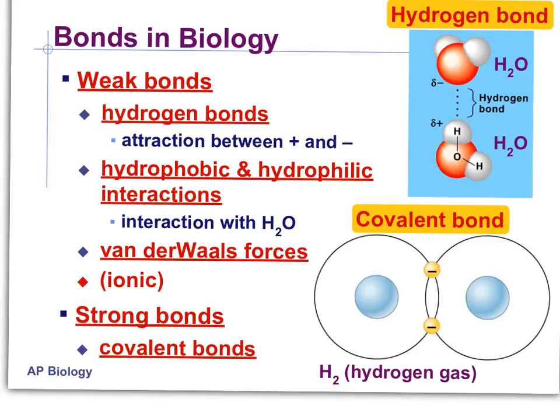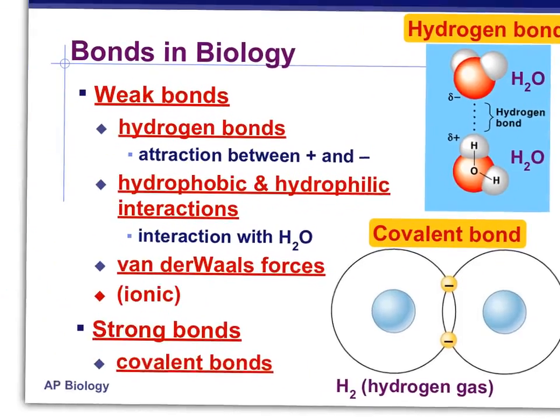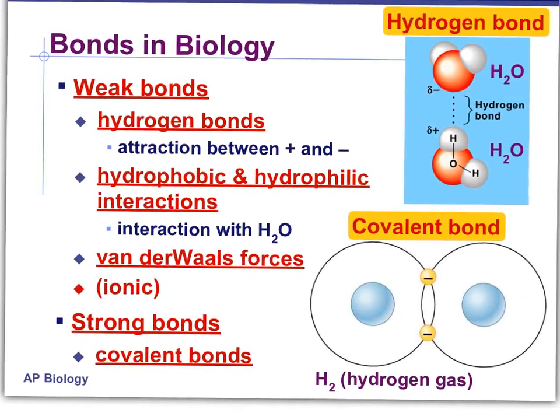So we're going to deal with a handful of different types of bonds in biology, and we'll deal with some weak bonds, which include hydrogen bonds. We'll talk about hydrophilic and hydrophobic interactions, which deal with the water, and we'll touch upon van der Waals forces down the road, but talk about ionic and then the stronger bonds, which are called covalent. And there's two types, whether they are polar or nonpolar covalent bonds.